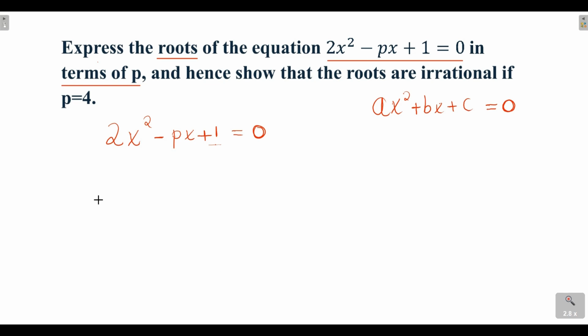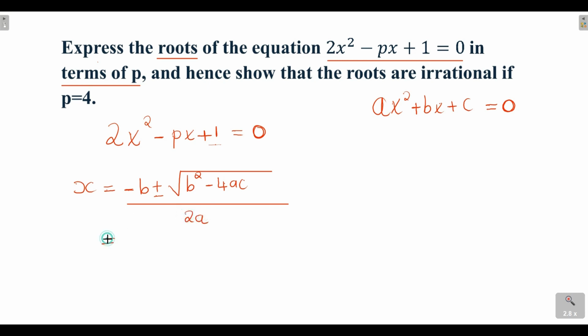So what does the quadratic formula say? x is equal to minus b plus or minus the square root of b squared minus 4ac, all over 2a.